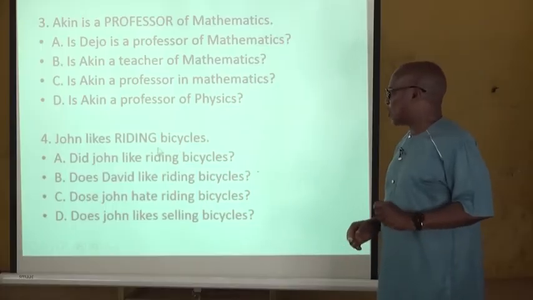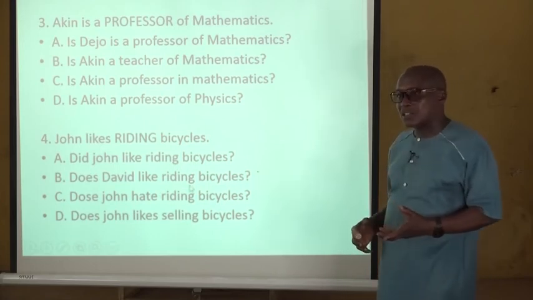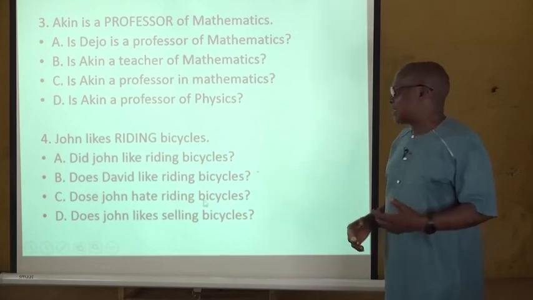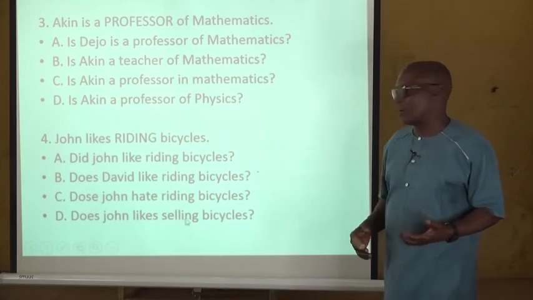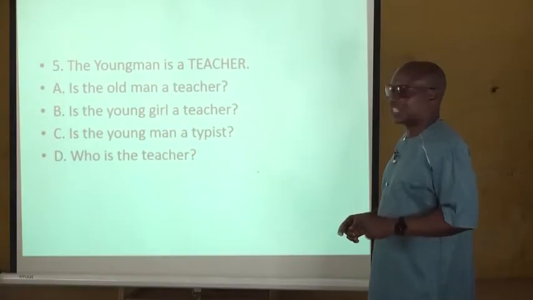Yes, next. John likes riding bicycles. The emphatic stress is on what? Riding. So, did John like riding bicycles? Did David like riding bicycles? Did John hate riding bicycles? Does John like selling bicycles? Automatically, what contradicts riding is selling. So, I hope you'll be able to get this, and as you go, you're going to have it easy in your hall.